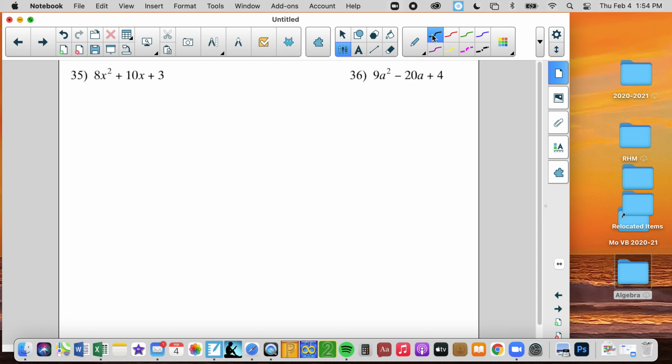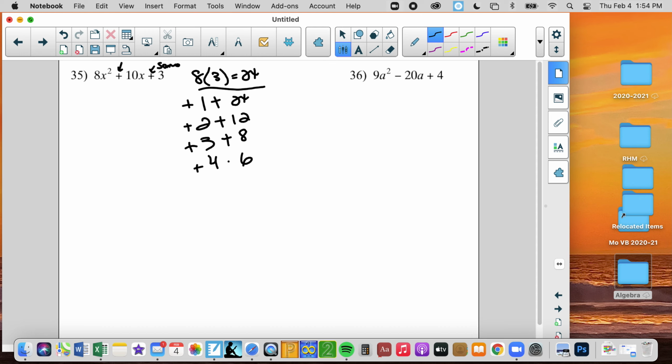All right, so let's do a times c, 24. 1 and 24, 2 and 12, 3 and 8, 4 and 6. Signs are the same, and they're both positive. So I get 25, 14, 11, and 10. So this becomes 8x squared plus 4x plus 6x plus 3.